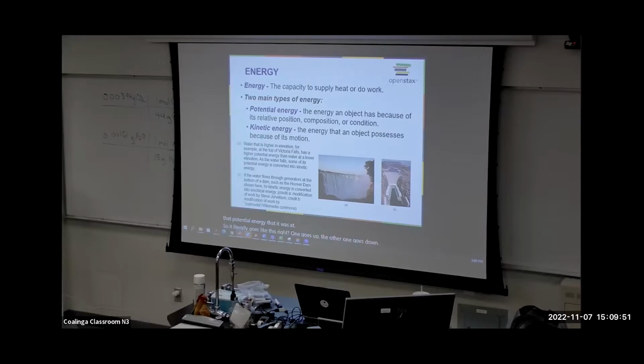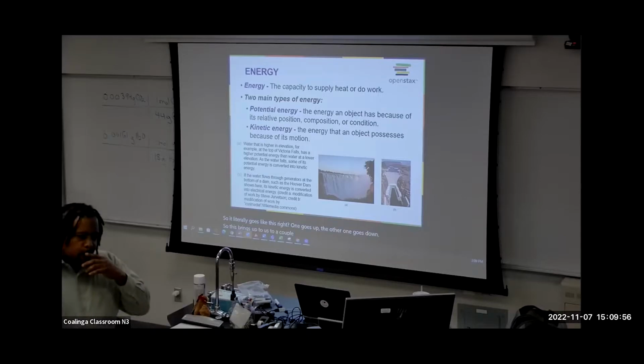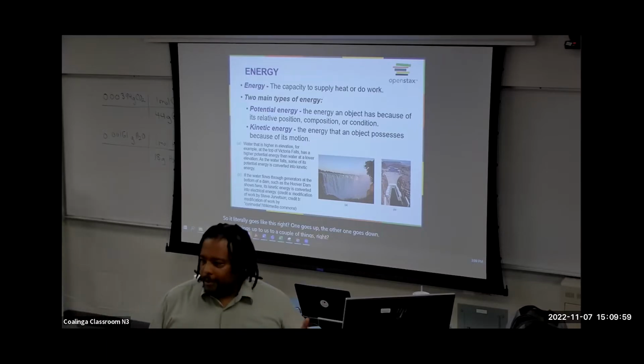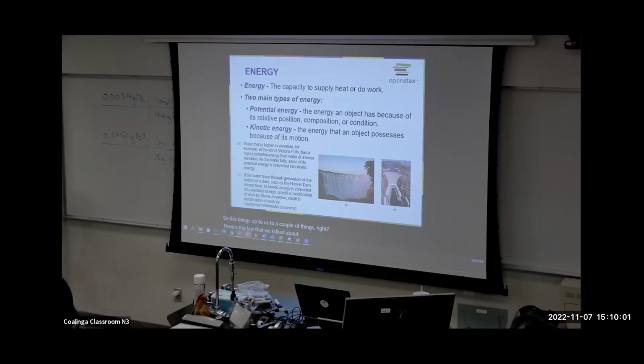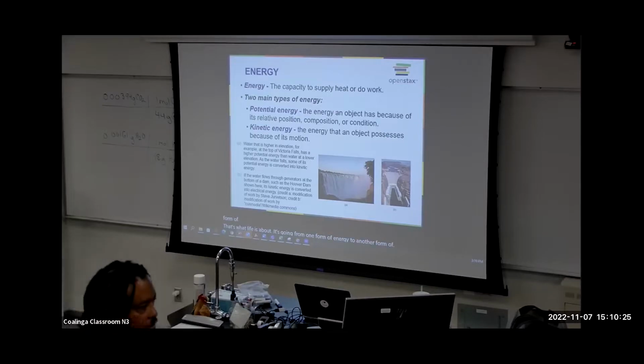Okay, so this brings us to a couple of things, right? There's this law that we talked about. We keep talking about it. What law do you guys think I'm thinking of? Law of conservation of energy, right? Because energy is conserved, right? All we're doing is going from one form of energy to another form of energy. That's what life is about. It's going from one form of energy to another form. Okay? It's always conserved.